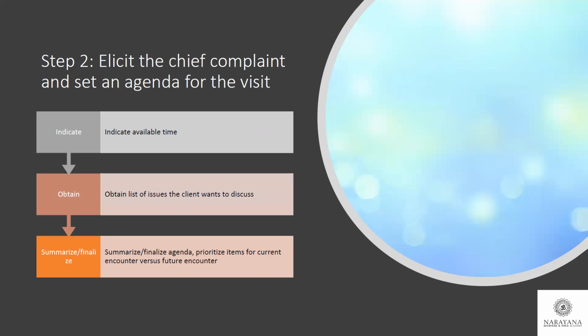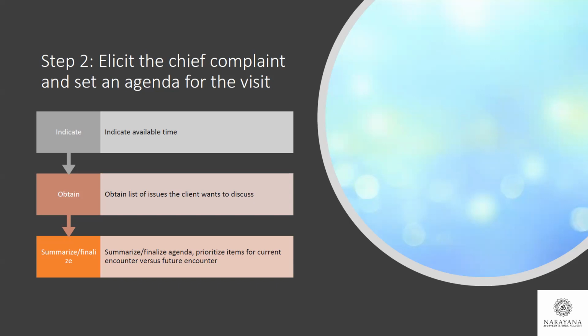Then you need to elicit the chief complaint and set an agenda for the visit. So the first thing is you indicate your available time, and you obtain a list of issues that the client wants to discuss. So you have to have them fill out a form before they come to you, right? Where you have a little bit of an idea about what the prakriti can be like, and so on and so forth, right? So you'll have that information in front of you, and then they'll talk to you about all their issues, their problems, and so on.